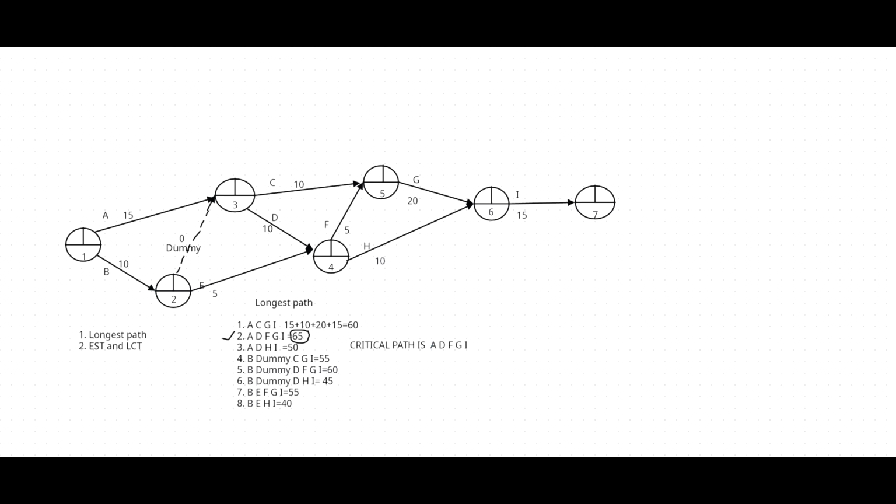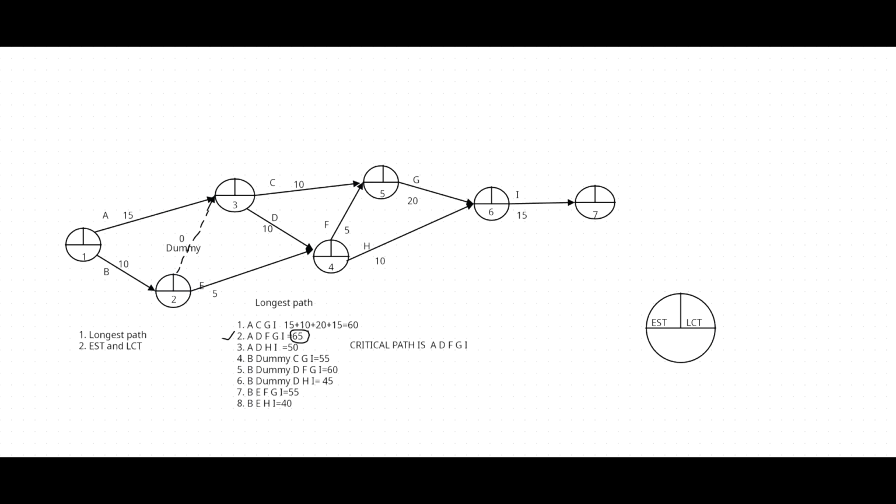Normally any node we can divide into both sides. Write down the earliest start time here, and this side we use to identify the latest completion time. When we're going to calculate the earliest start time, first we should start from event number 1. Remember, first we calculate the earliest start time.